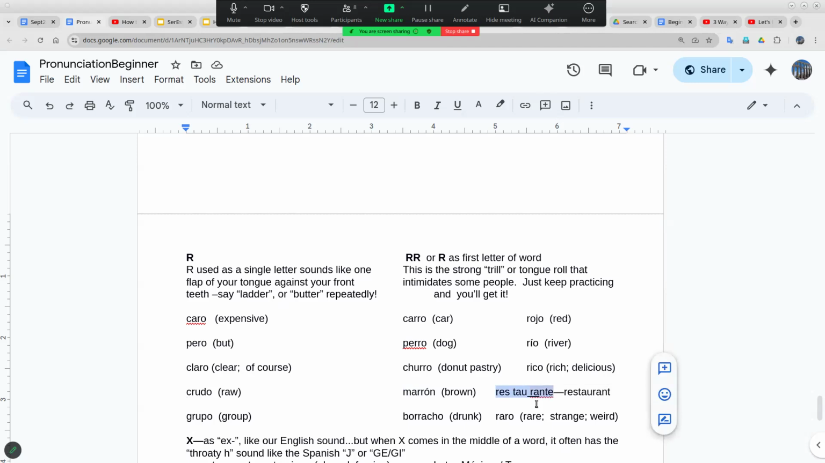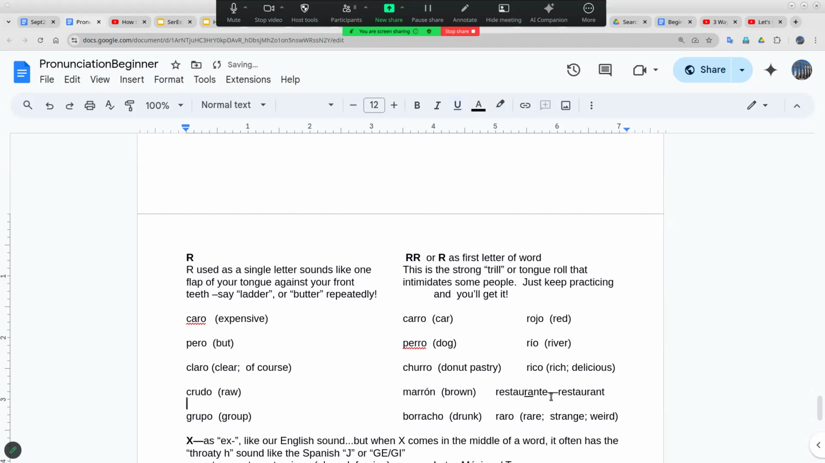And I've got this one split up because it's a number, it is one word, really, right? But I separate it so people look at the separate syllables. The first R is a strong trill. The second one, just a little flap. So, res, tau, rante. Restaurante. I'm going to take the spaces away.